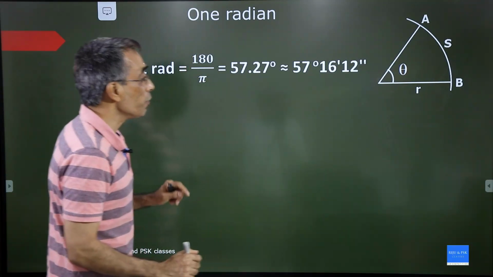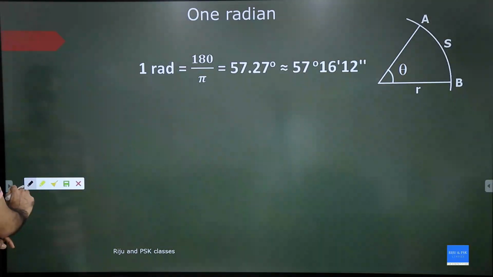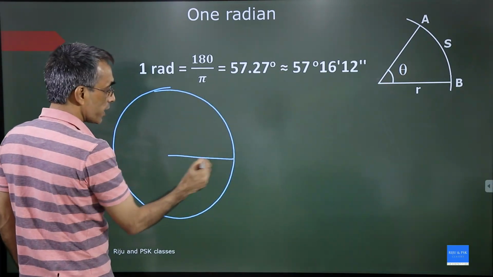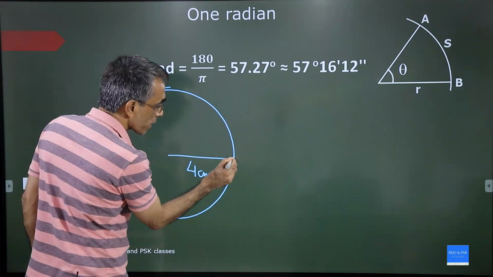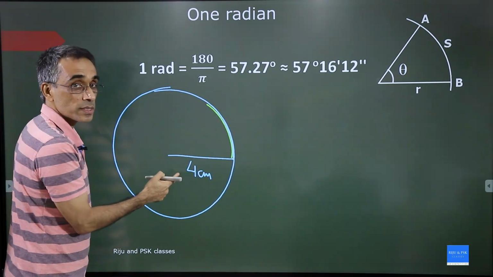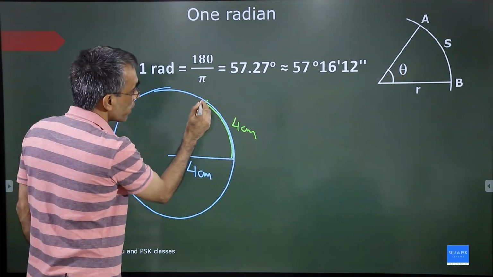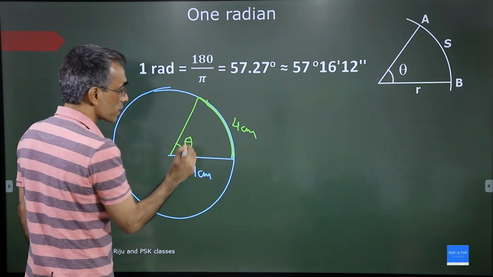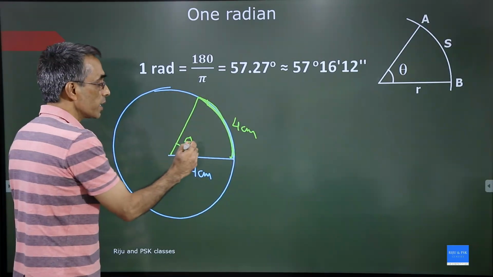Okay. Now, how to do this geometrically? If you want to do this geometrically, I'll tell you what to do. Okay, you draw a circle. Say that the radius was 4 centimeter. Now from here you draw an arc which is also equal to 4 centimeter. So the radius and the arc length are equal. Then join like this. Then mark this as theta. See, arc length equal to radius. Then this angle equal to 1 radian.